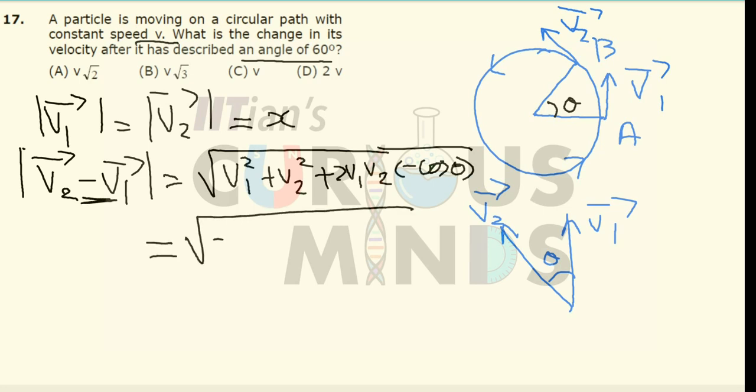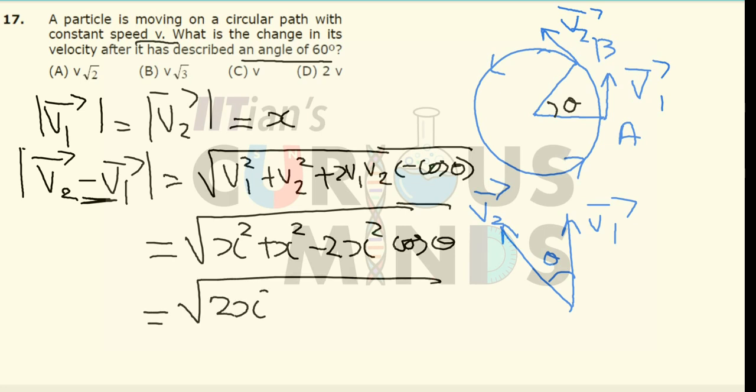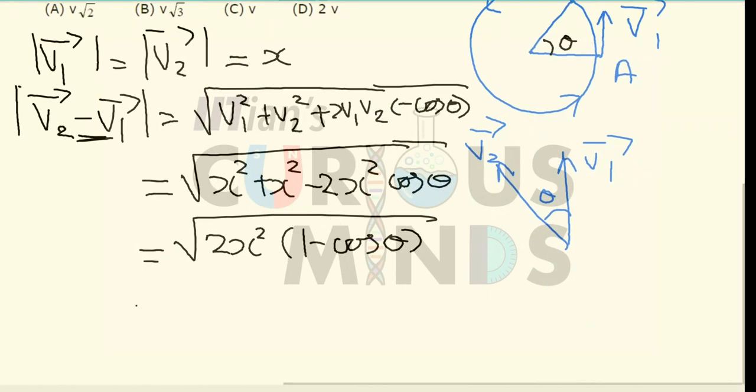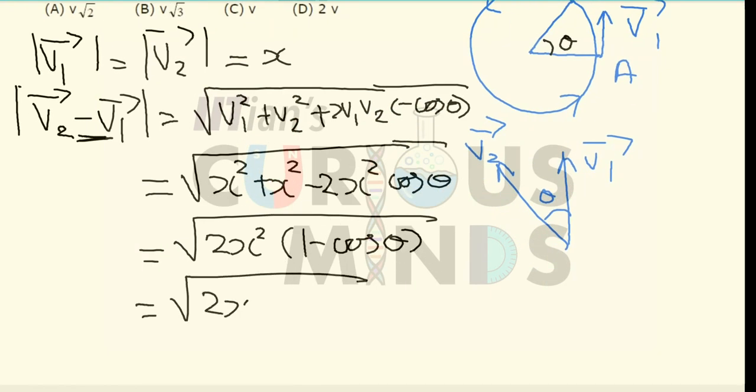So which is equal to root of x square plus x square, or I can directly write this as minus 2x square cos theta, which is equal to, I can take 2x square common, root of 2x square into 1 minus cos theta. Here 1 minus cos theta will be equal to 2 sin square theta divided by 2.